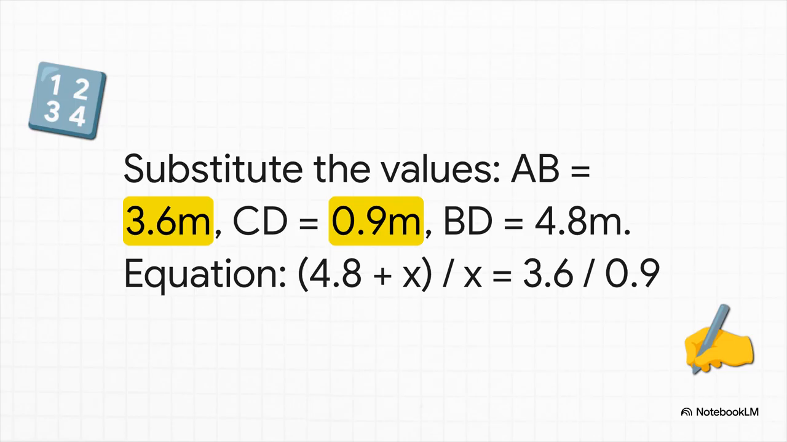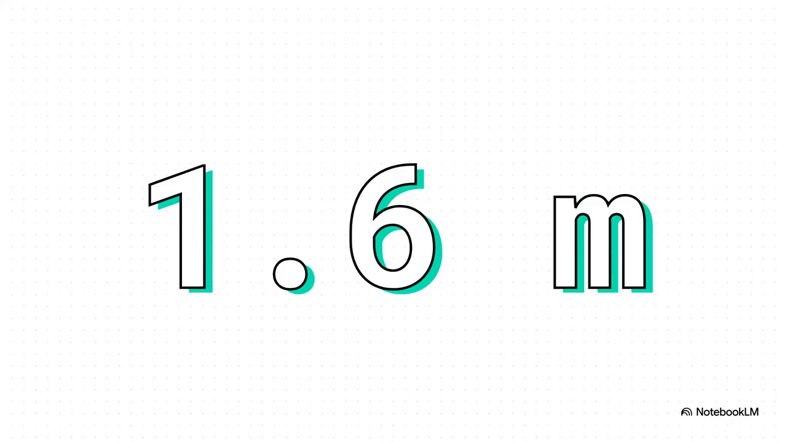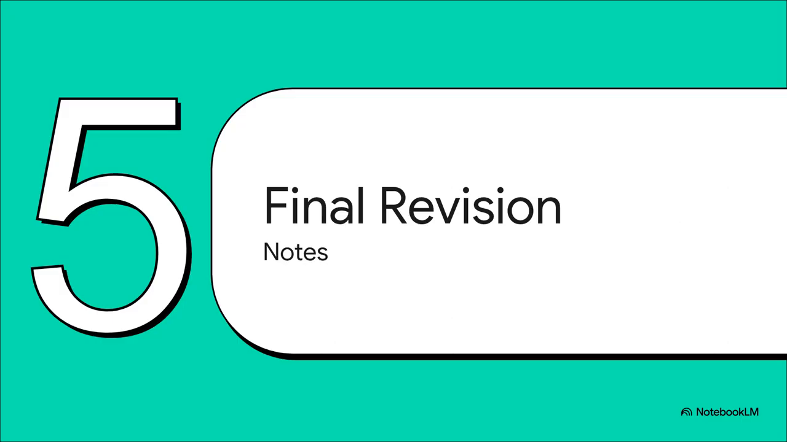So our equation is 4.8 plus X all over X equals 3.6 over 0.9. And when you solve that simple little equation, ta-da! The length of the shadow, X, is 1.6 meters. See? That scary-looking word problem was solved in just 3 simple steps, all because we understand similarity. You've totally got this. Fantastic work, everyone.